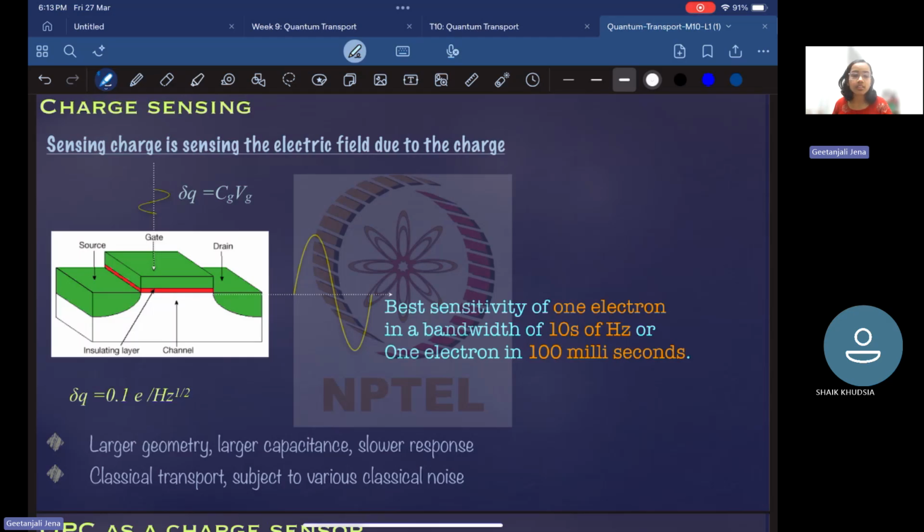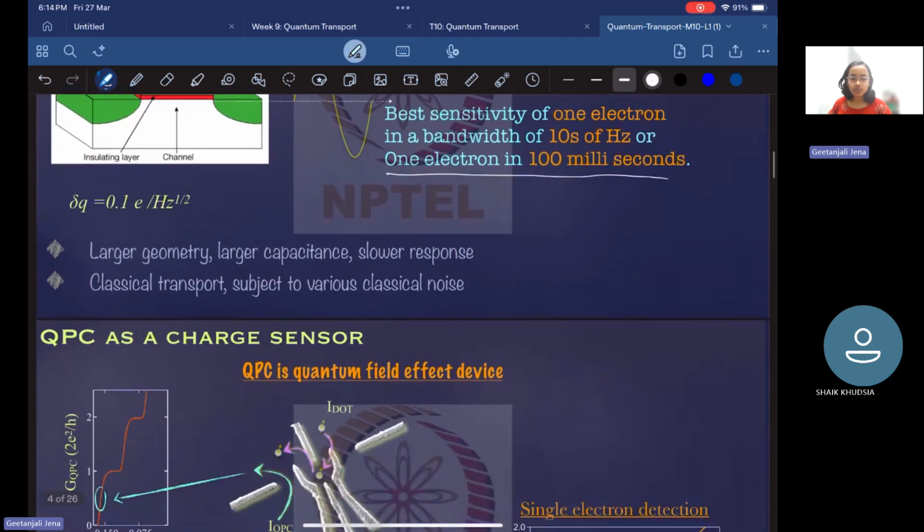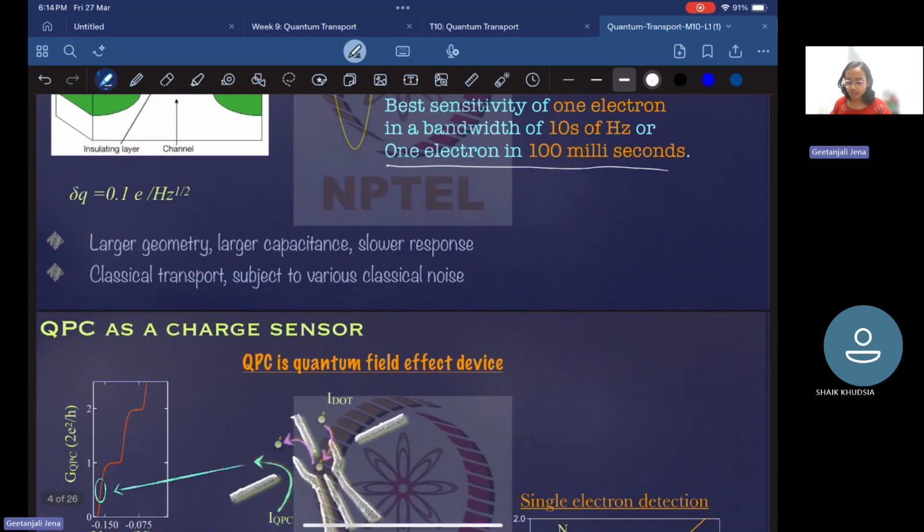And because they are classical devices, you see a low signal to noise ratio, that is, the noise will be much higher in this classical FET based sensor. You can detect only one electron in 100 milliseconds. That is why we can't use this classical FET based charge sensor to detect charges in the order of microsecond to nanosecond or much lower. So let us see the two types, QPC and SCT based charge sensor, in brief.